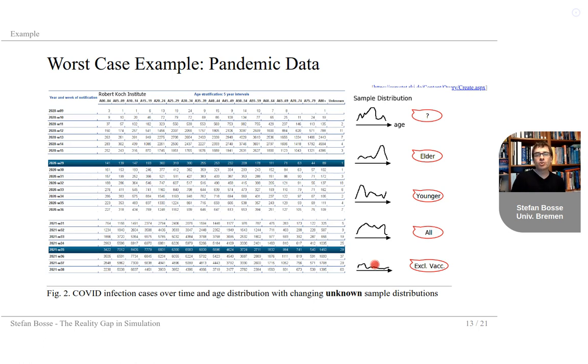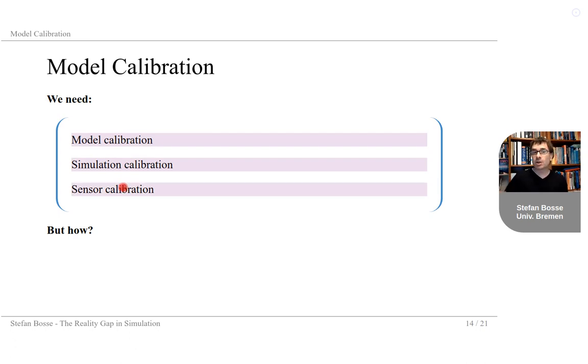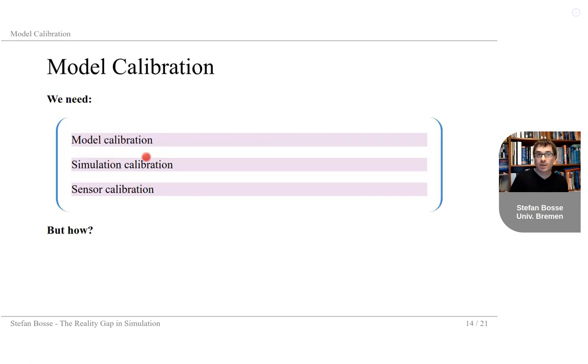And this is the main issue here with this population data. It's completely useless for modeling and simulation. So model calculation is very difficult for such kinds of databases. But this means we need model calibration, simulation calibration, and sensor calibration. Here, the sensors are affected by measuring errors too. And we don't know the distribution over age and so on.